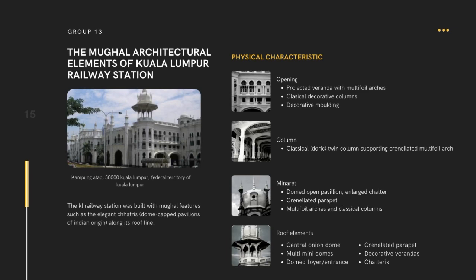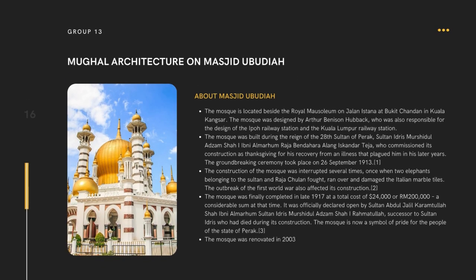First is the opening. Projected veranda with multiple arches, classical decorative columns, and decorative molding. Second is the column, the classical Doric twin column supporting crenellated multifoil arch. Next is the minaret, dome open pavilion, a large shutter, crenellated parapet, and the multifoil arches and classical columns. Lastly, the roof elements: central onion dome, multi-mini domes, dome foyer entrance, crenellated parapet, decorative verandas, and the chhatris.